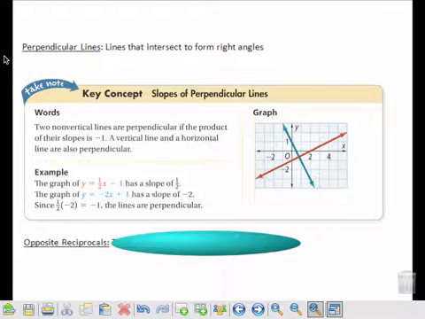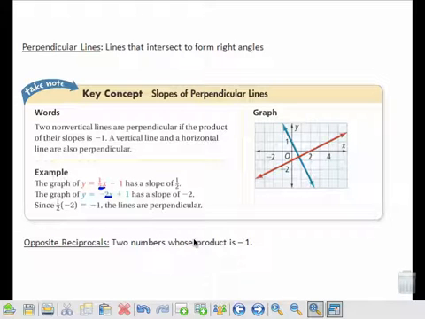So if it is not a vertical line, then you have to find the opposite reciprocal of its slope. So notice here the red line, its slope is 1/2. The blue line, its slope is -2. So one of them's positive, one of them's negative, so that's the opposites. And then how do we find the reciprocal of a number? You flip it. So the reciprocal of 2 is 1/2. So opposite reciprocals are two numbers whose product is -1.